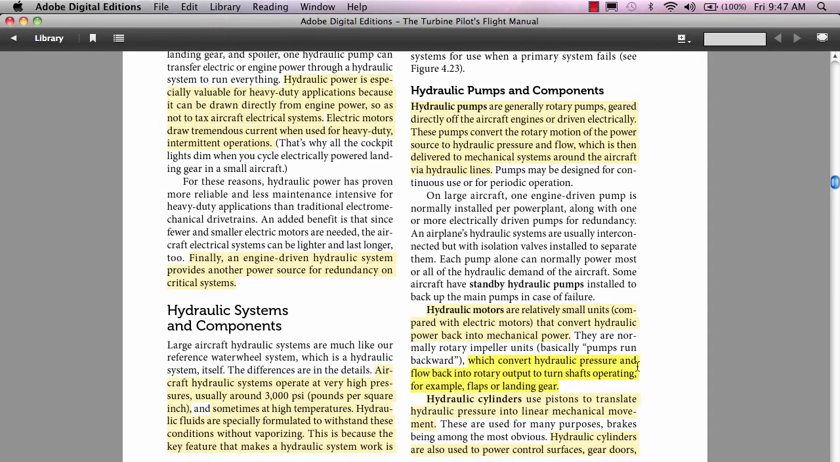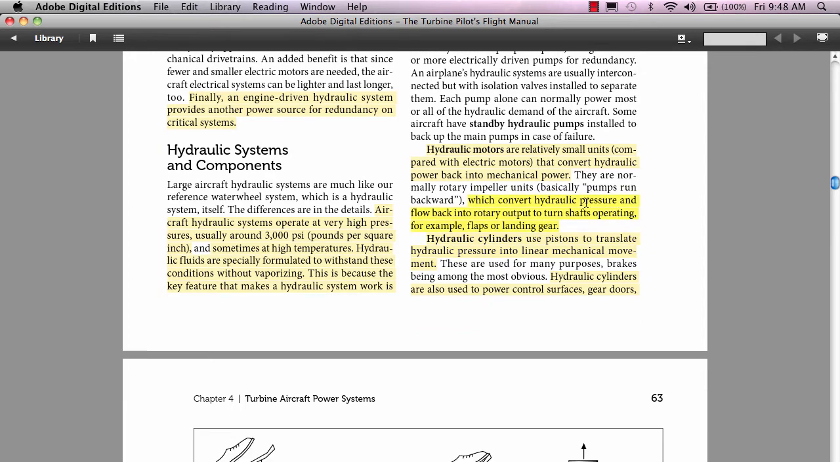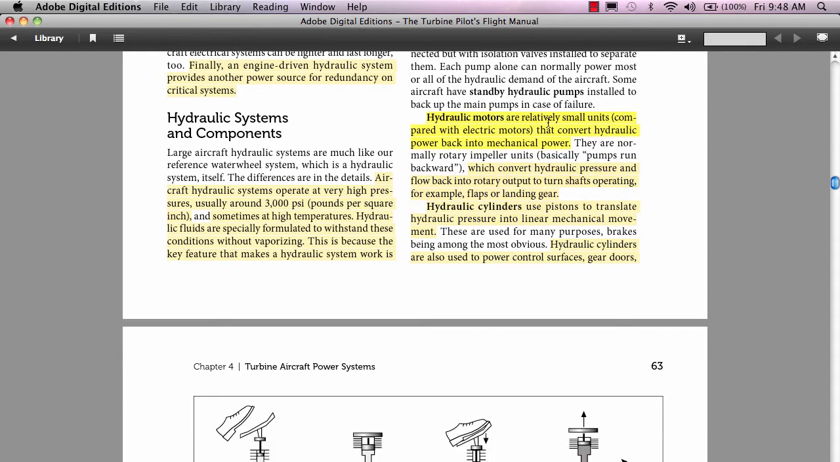So we're talking about the hydraulic pumps and components. So he talks about a hydraulic motor, and the hydraulic motors are relatively small units compared with electrical motors that convert hydraulic power back into mechanical power. And as he talks about, these are basically rotary, like the jack screw, or you can have a cylinder with a push rod that either pushes or pulls in a certain direction. Next, he talks about these hydraulic cylinders or pistons that translate hydraulic pressure into linear mechanical movement. Then he talks about the hydraulic cylinders are also used to power control surfaces, gear doors, those other types of things.